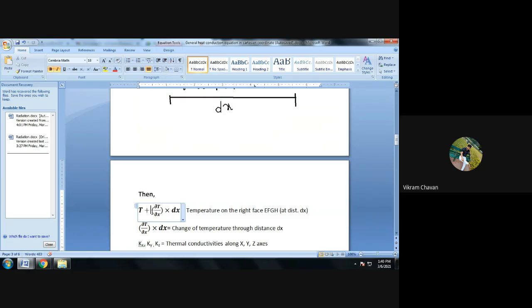Okay, so we have to add this change in an initial temperature so that we will get the final temperature at EFGH. Dabba T divided by dabba x multiply by dx is equal to change of temperature through distance dx.